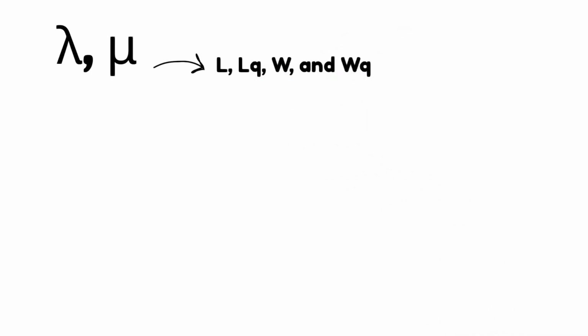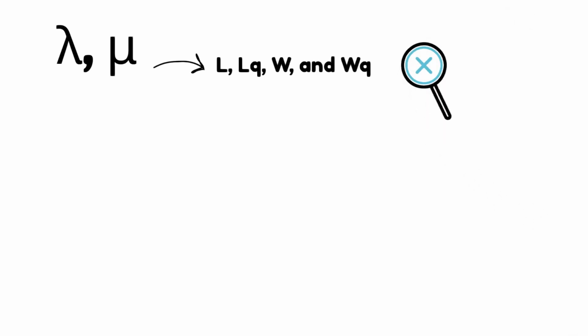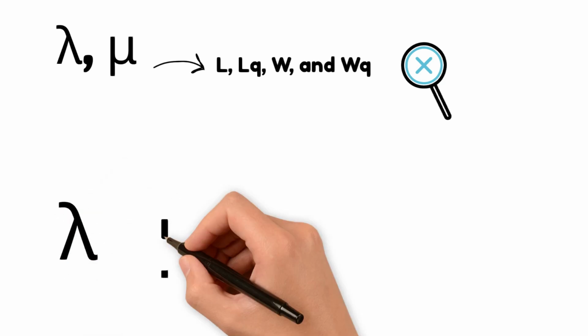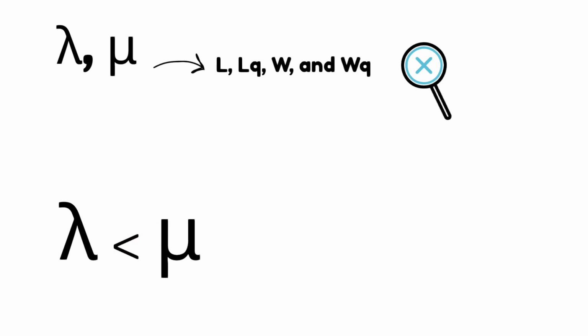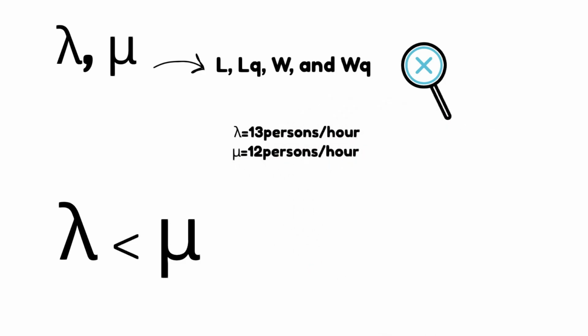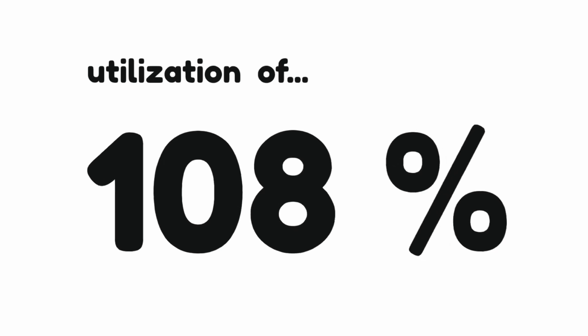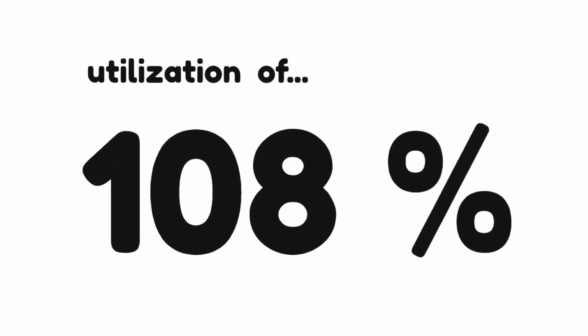However, if we use these values for lambda and mu to calculate the performance metrics, the results will differ from what the M/M/1 model predicts. In the M/M/1 model, the performance metrics can only be calculated if lambda is less than mu. In this restroom example, with lambda being 13 people per hour and mu being 12 people per hour, lambda is greater than or equal to mu, resulting in 108% utilization and indicating an unstable system. This suggests that theoretically the queue length could grow infinitely.